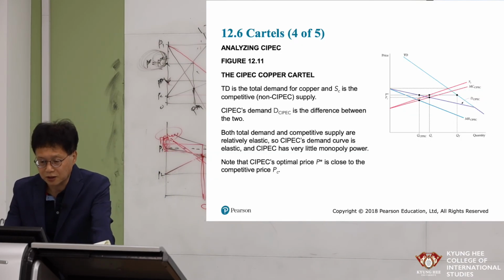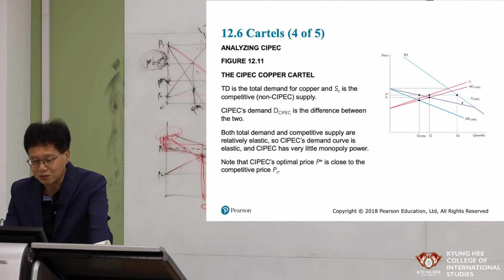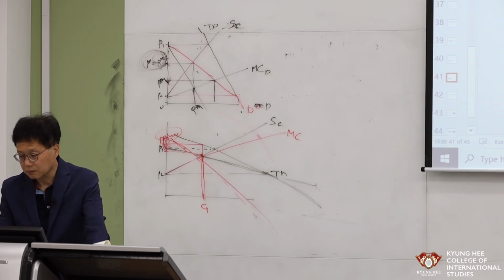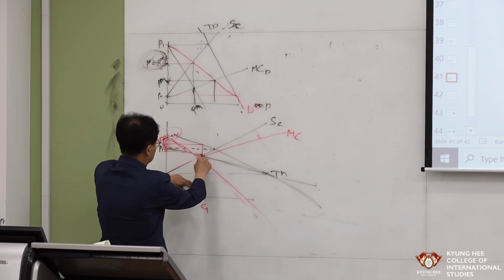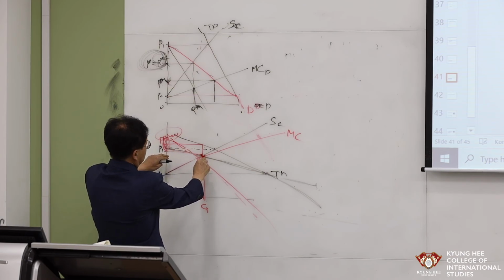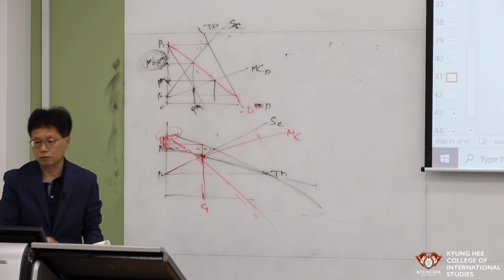That is illustrated here. TD is the total demand for copper, and SC is the competitive supply. CPEC's demand is the difference between the two. Both total demand and competitive supply are relatively elastic, so CPEC's demand is elastic, and CPEC has very little monopoly power. Demand and marginal cost, and the price is very low.